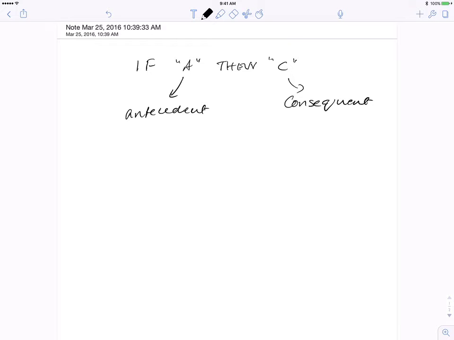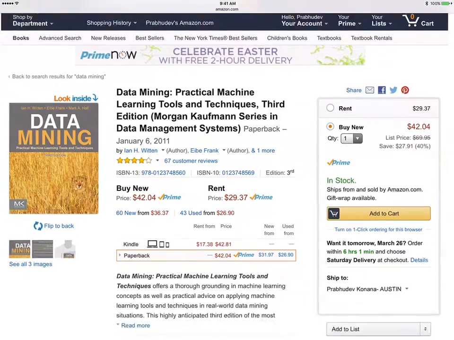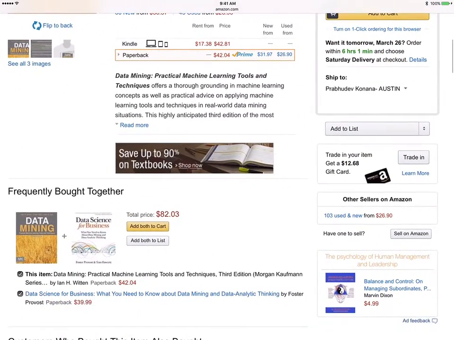Let's take a simple example with Amazon. Here is an example of trying to buy a book on data mining. So you search for that. If you go down, it says frequently bought together. Basically, it takes what people have bought together and identifies them, and you can bundle it and get a better price. This is what we call price bundling.